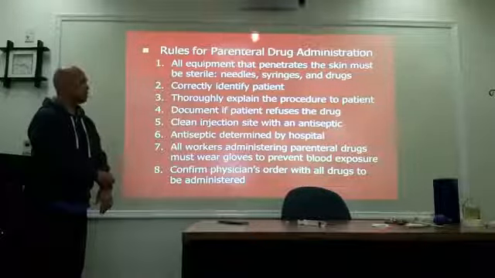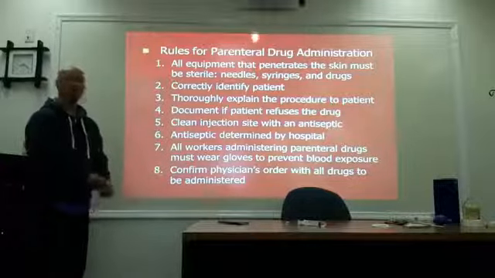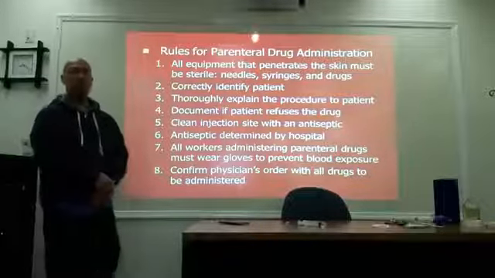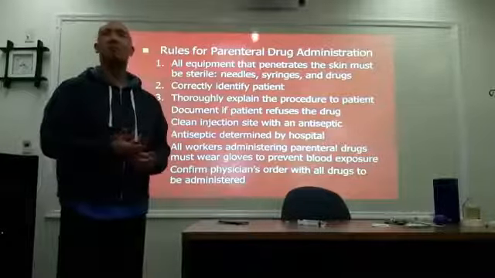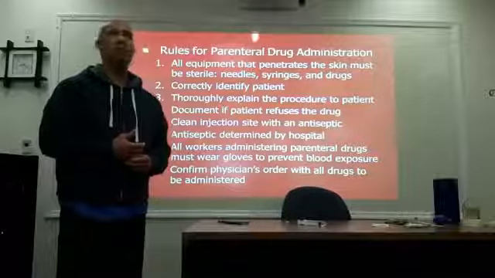All workers administering parenteral drugs must wear gloves. What's the whole purpose of wearing gloves? Why are you wearing gloves? To protect yourself. To protect yourself from what? From bloodborne pathogens such as HIV and all the different types of hepatitis. Those are some examples.